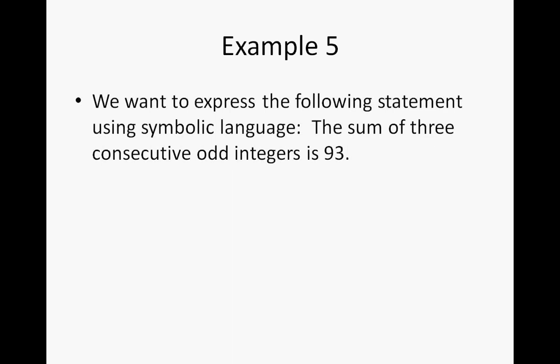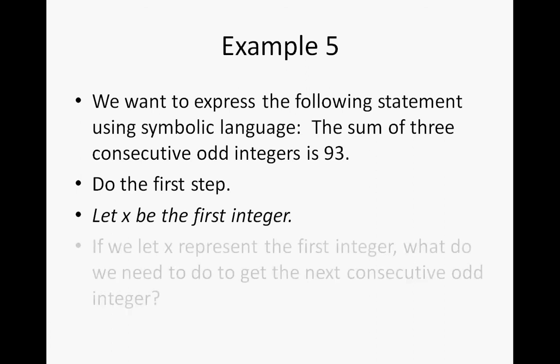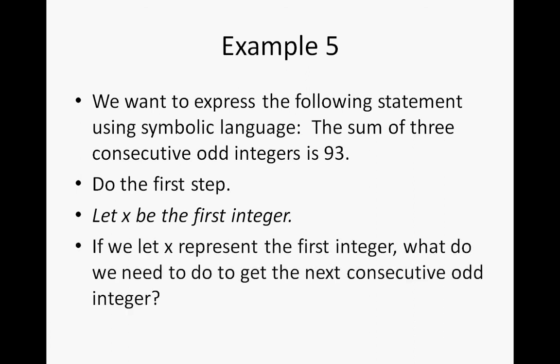All right, for example 5. We want to express the following statement using symbolic language. The sum of 3 consecutive odd integers is 93. Do the first step. You should be old hat at this point. So let X be the first integer. If we let X represent the first integer, what do we need to do to get to the next consecutive odd integer?